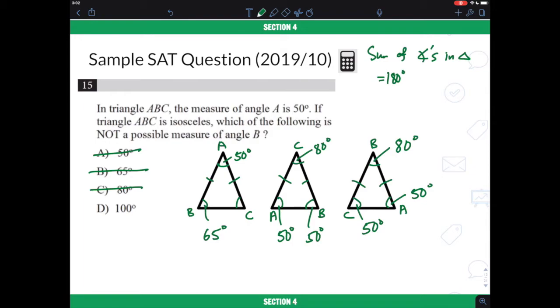So that leaves us with only one possible answer, which is 100 degrees. It's not possible for angle B to be 100 degrees.